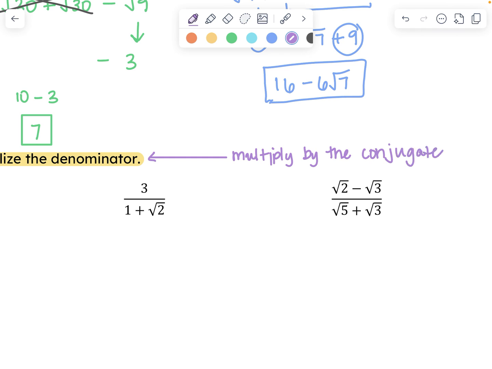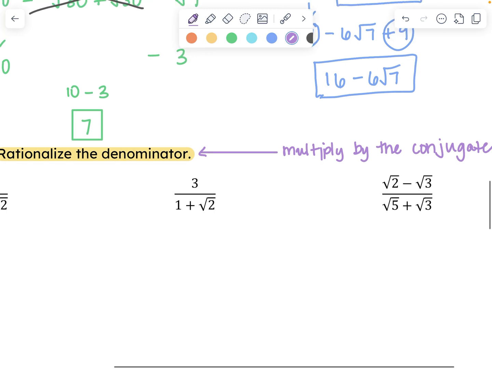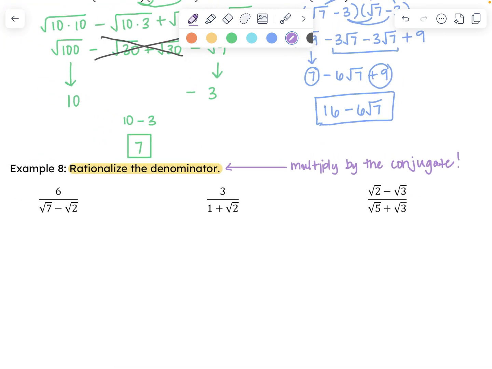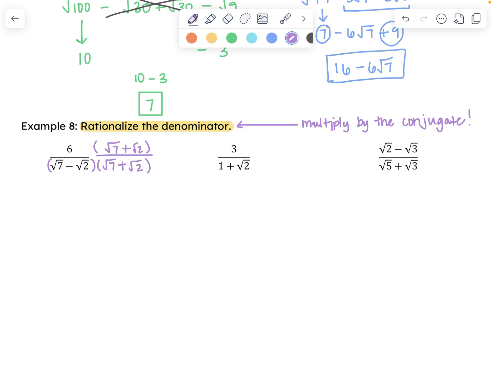My pen is really not working with me today. So if I'm looking at the first one over here, I've got the square root of 7 minus the square root of 2 in the denominator. So I'm going to multiply by the conjugate of the denominator. So I'm going to multiply by the square root of 7 plus the square root of 2. And I'm going to multiply the top and bottom by that. It's a fancy way of saying I'm multiplying by 1.